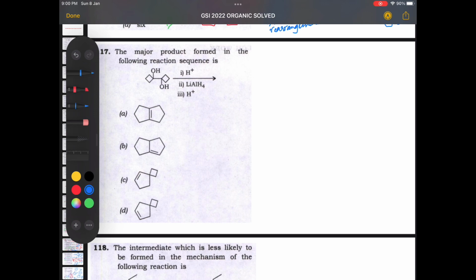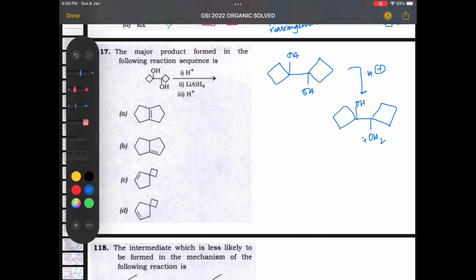Okay, so let's go to the next question, the 7th question. As you can see, we have been given a pinacol type of substrate. So there are 2 OH groups, so a diol is present. Now we have H plus, and so that protonates one of the alcohols. And after that, what happens is the ring migration takes place, and that particular water group is eliminated, and we get a carbonyl group at that position, and a 5-membered ring.